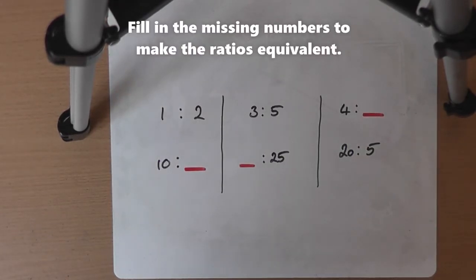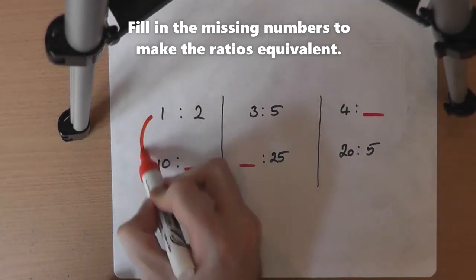Fill in the missing numbers to make the ratios equivalent. So we'll have a look at this first example, 1 to 2 and 10 to something. To make two ratios equivalent, we have to scale both sides up or down by timesing or dividing by the same number.